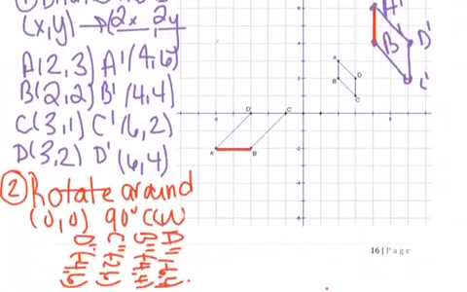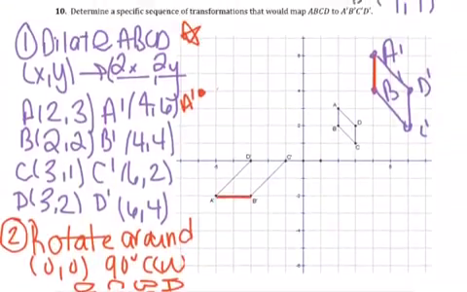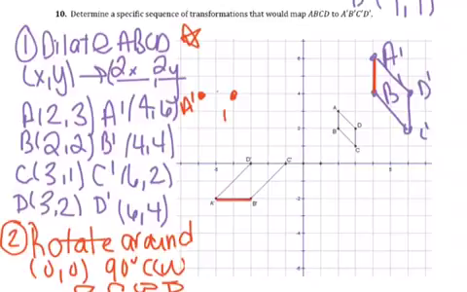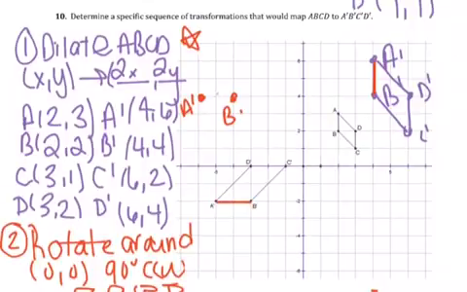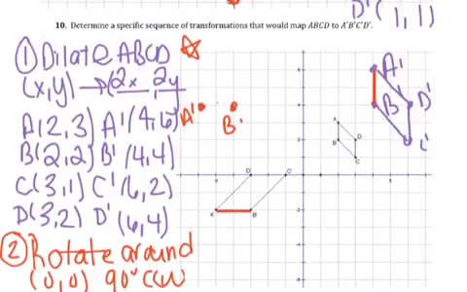Okay, so I'm going to plot the points of my double primes. So A double prime was negative 6, 4. So backwards 6, up 4. Plot and label. B double prime was negative 4, 4. C double prime was negative 2, 6.